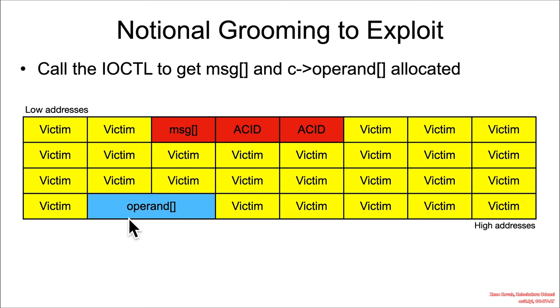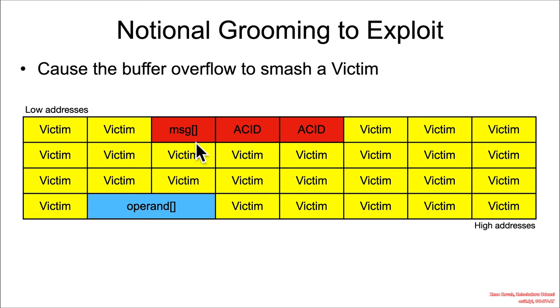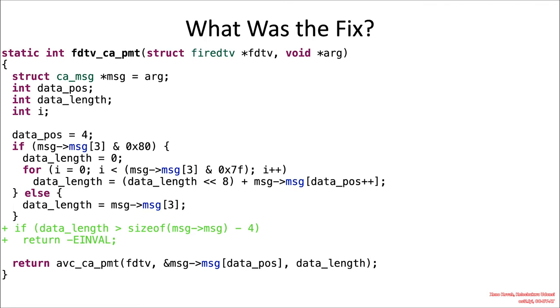And then they will make sure that operand gets allocated somewhere else, wherever, it's all good. And then subsequently this overflow is overflowing from message to operand. And so as long as message has ACID stuff past it, it's ultimately going to overflow that and then hit some victim data right there, for instance. So that's just a notion of how this could potentially be exploited. So let's go ahead and look at the fixes for this.